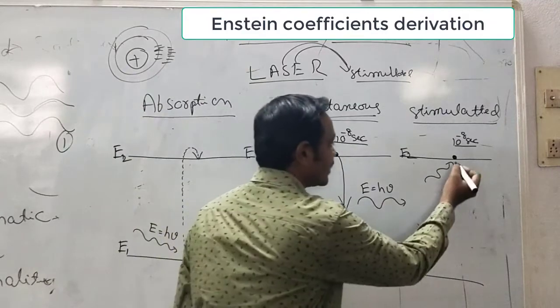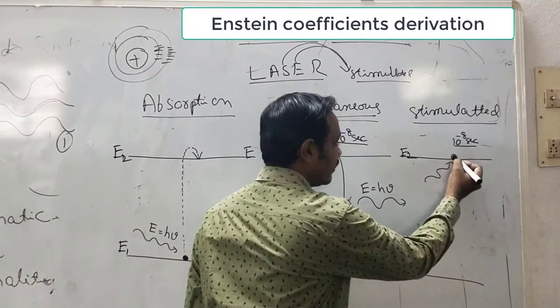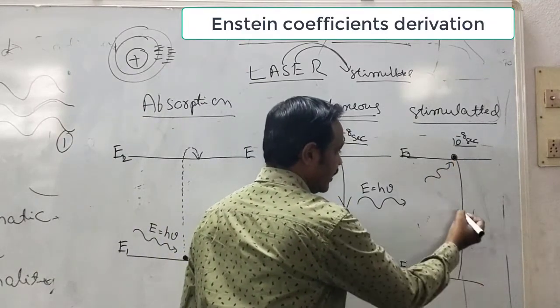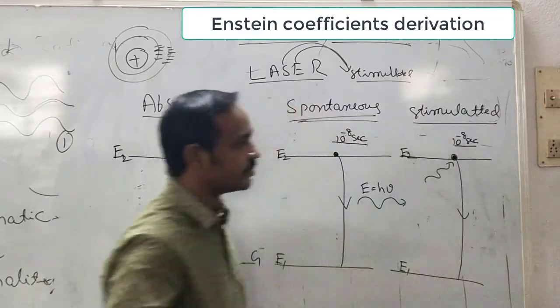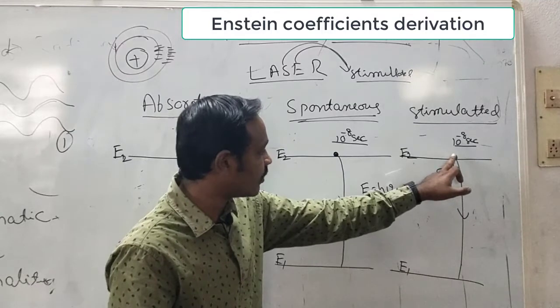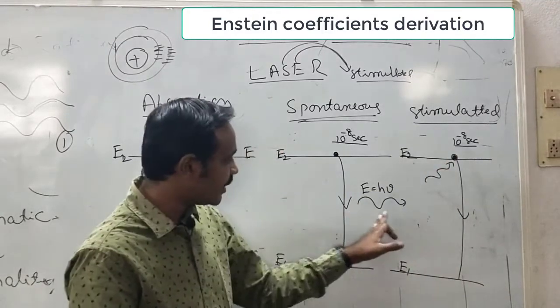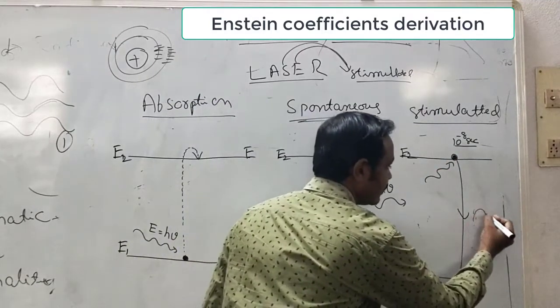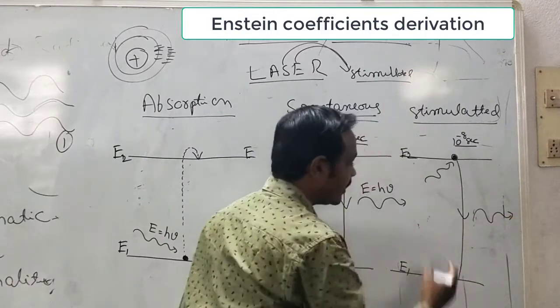It will just touch this electron. It will come to ground state. This process is called stimulated emission, where it is going to touch. Now when this electron comes to ground state, it is emitting a photon. What is the energy of the photon?